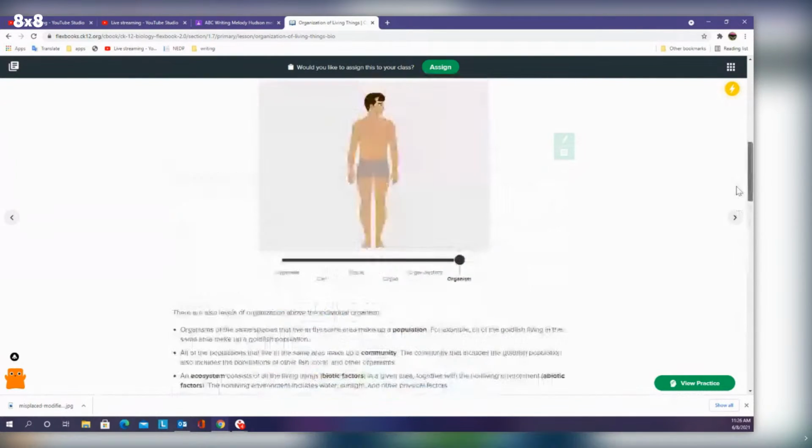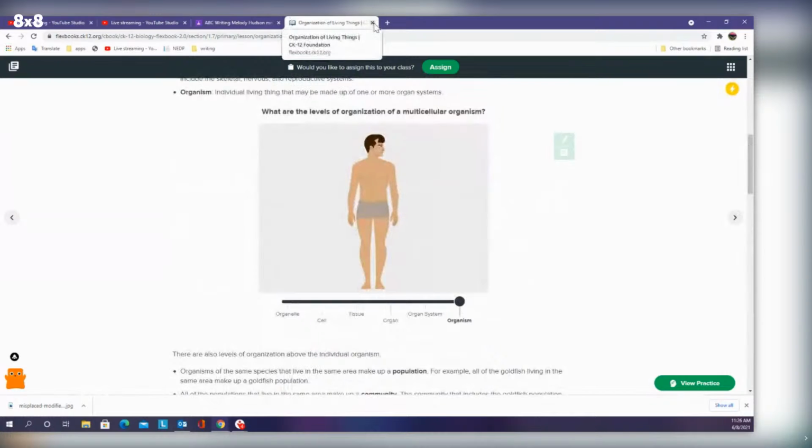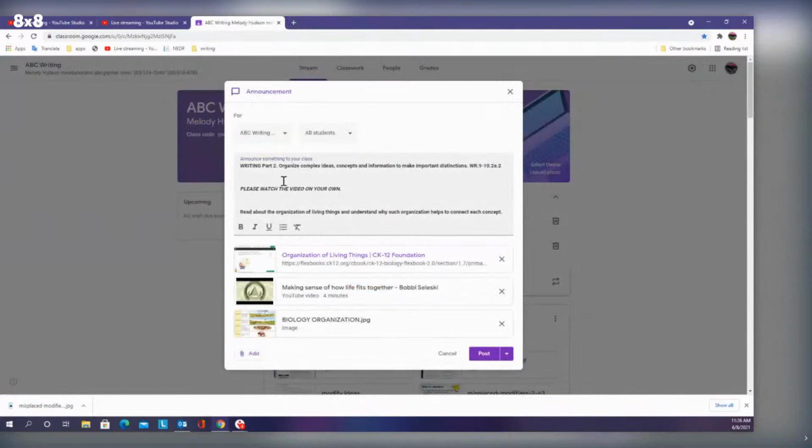So we've discussed all of that so that you understand how to organize complex ideas, concepts, and information to make important distinctions. And so this organization of life and non-life to create the biosphere shows you how, from the least important to the most important, the ideas and concepts were put together to increase your understanding.